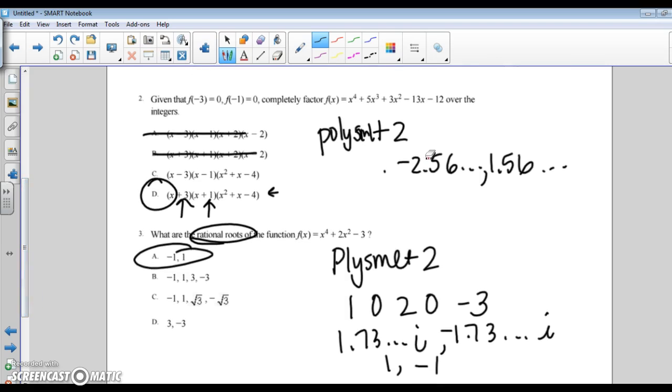Question 2 on my list is PolySmalt 2 again. Type them in. You get the answers of -3 and -1, and then you get these two answers that are irrational. Therefore, it can't be A and it can't be B, so it has to be C or D, and in order to match that, you need +3 and +1.